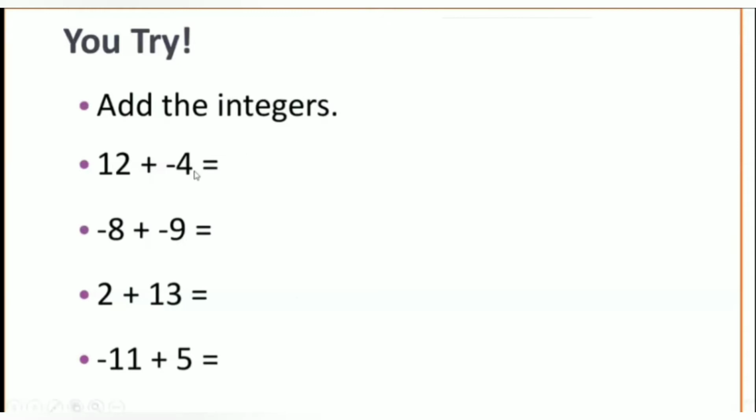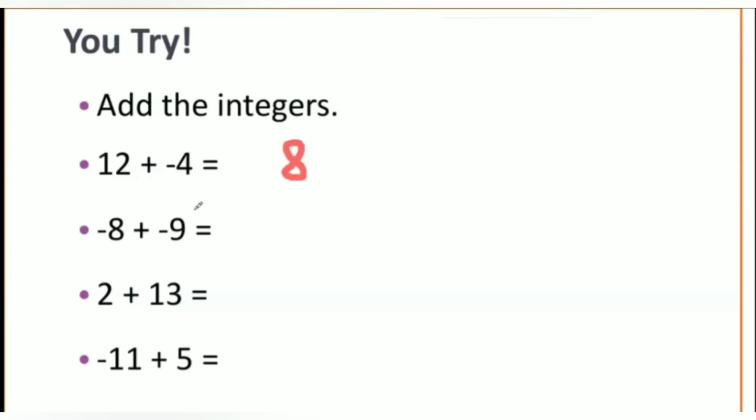12 plus negative 4, subtract their absolute values, 12 and 4, that's 8, right? Okay, so this is 8, and 12 is bigger than 4, and 12 has a positive sign, so the answer is positive 8. Okay, you may or may not write the positive anymore.